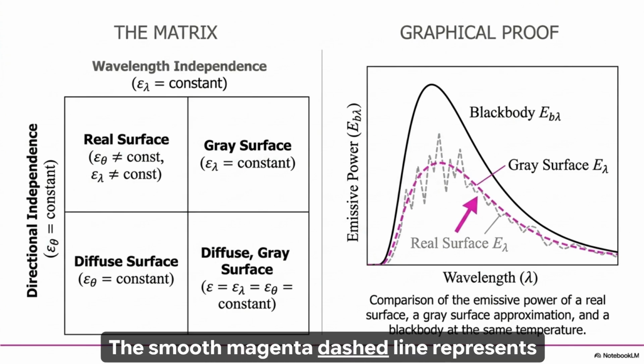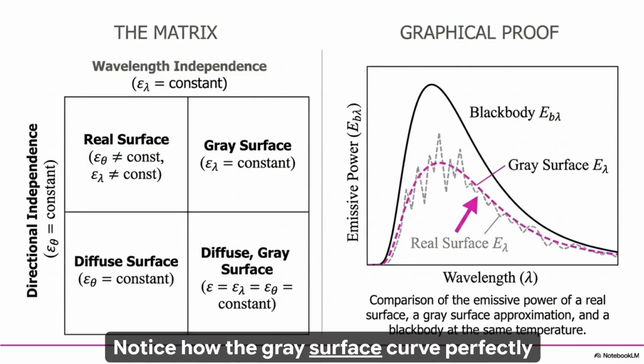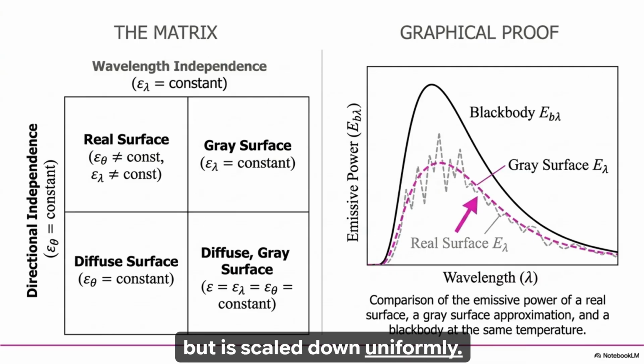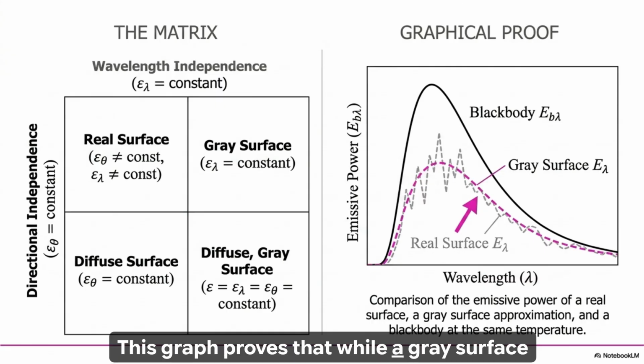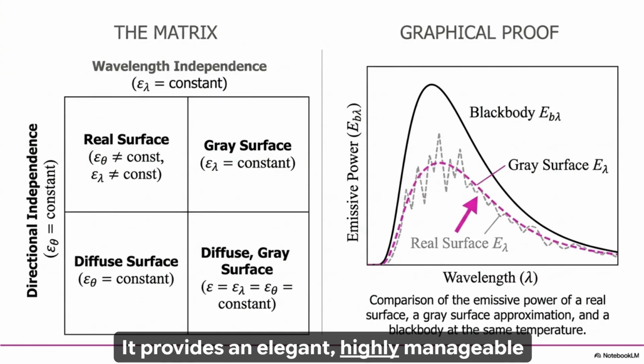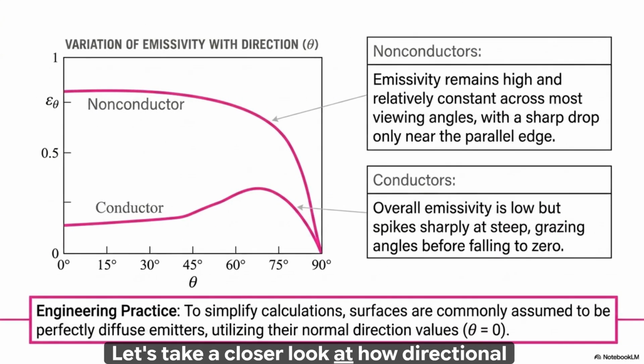The smooth, magenta dashed line represents our gray surface approximation. Notice how the gray surface curve perfectly mirrors the profile of the blackbody curve, but is scaled down uniformly. This graph proves that while a gray surface approximation isn't perfectly real, it provides an elegant, highly manageable average for engineering calculations. Let's take a closer look at how directional angles alter emission efficiency.